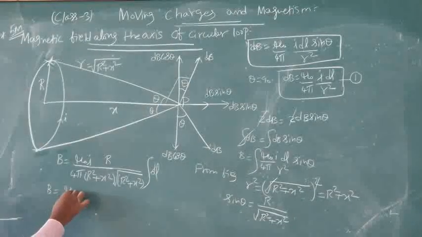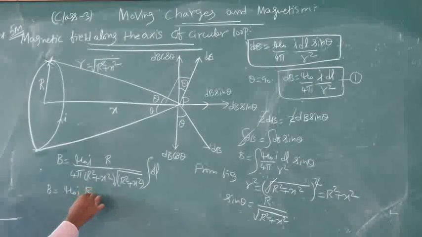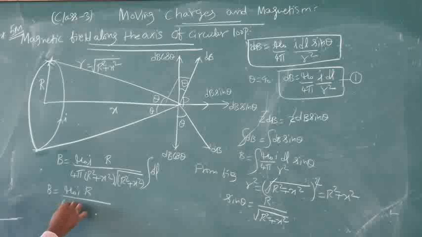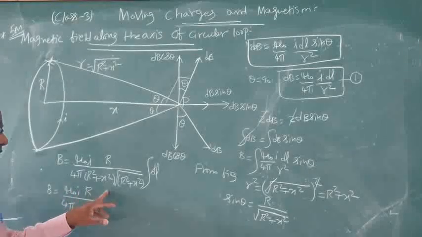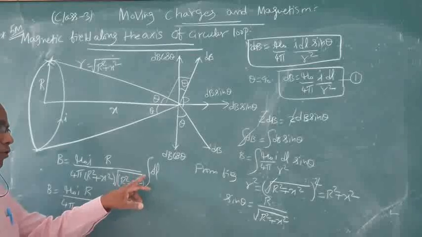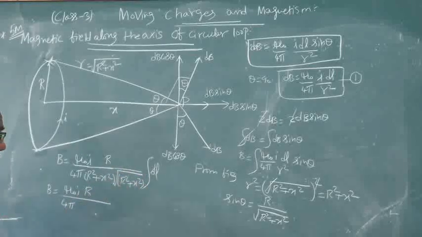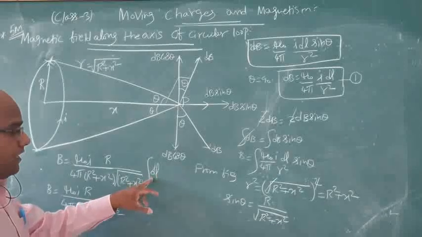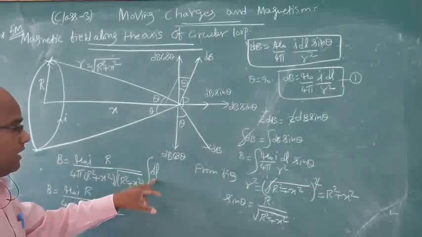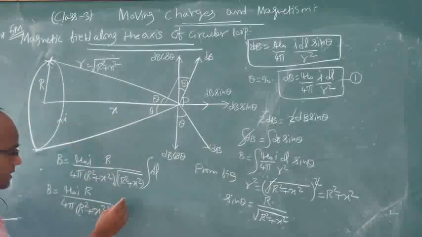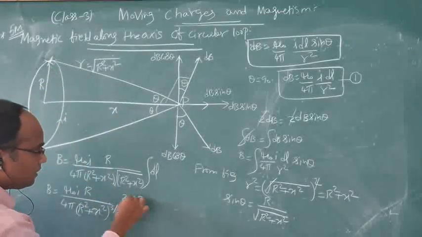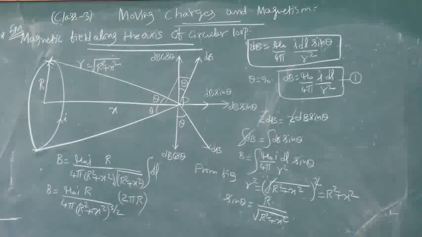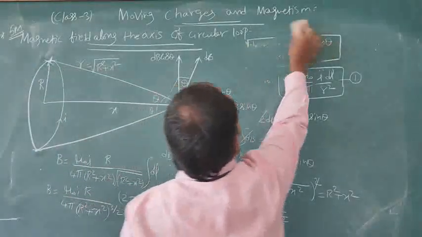B is equal to mu naught I r divided by 4 pi into (r square plus x square) to the power of 1 by 2. 1 plus 1 by 2 is 3 by 2. So I am writing (r square plus x square) to the power of 3 by 2. Integration of dl, the d and integration cancel, gives length L. Length L means circular loop, which means the circumference of the circle, 2 pi r. Then what is the equation? We can get it by taking it to this side.